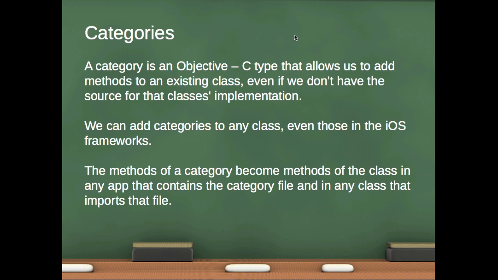It's kind of like a class, but it contains only methods. A category allows us to add methods to an existing class, even if we don't have the source for that class's implementation. Even if we didn't write the class. For example, we can add methods to NSObject. We don't have the source for NSObject, but we can add methods to it by using a category. We can add categories to any class, even those in the iOS frameworks, as I just said.